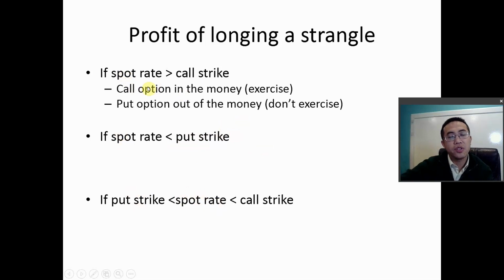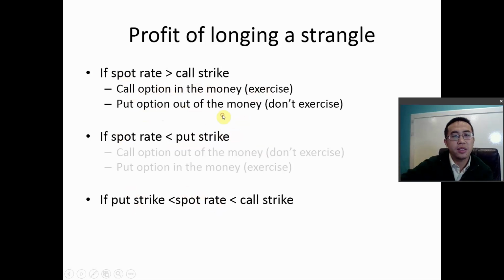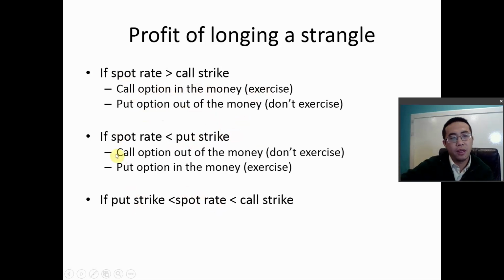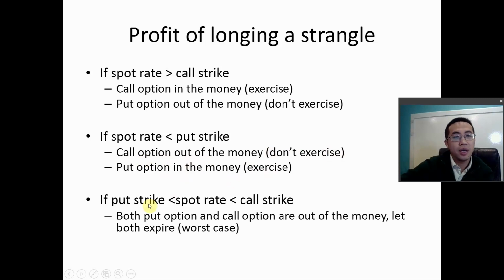So if the first situation holds, then the call option is in the money, you exercise it. The put option is out of the money, you don't exercise it. The second situation implies that the call option is out of the money, you don't exercise it. The put option is in the money, you exercise it. And the third situation would make you do nothing because both options are out of the money, so you let both expire.